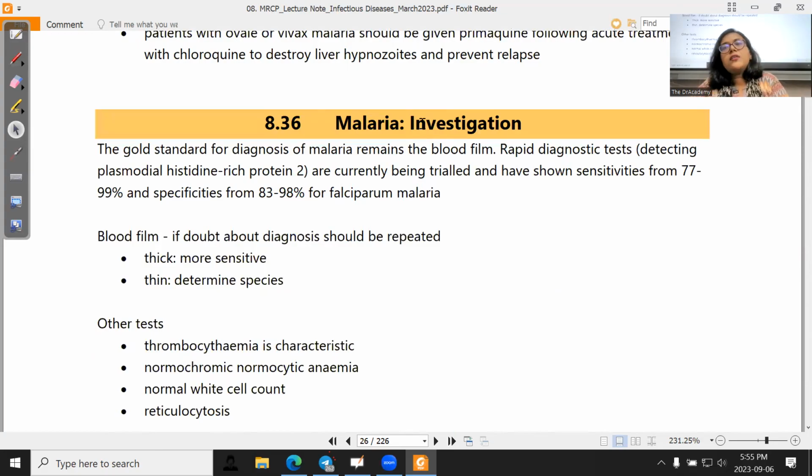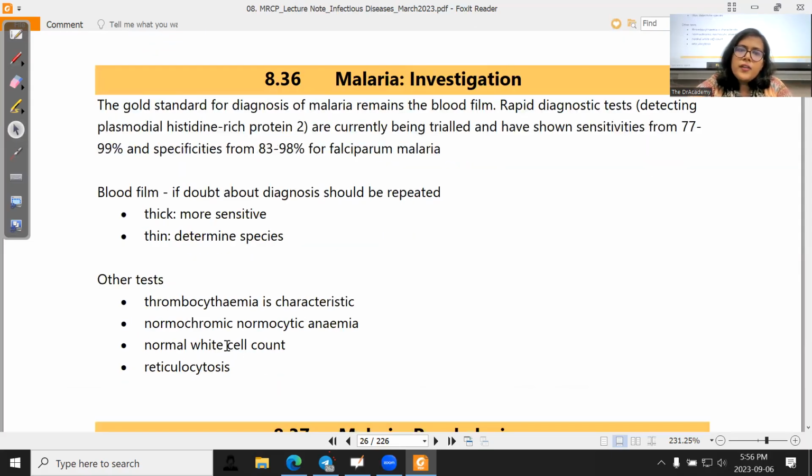Malaria investigation, one simple word, thick film, thin film. Thick film is sensitive, thin film is showing the species. Apart from that, other tests like RDT, the rapid diagnostic test, rapid antigen test, these are available. Thrombocytopenia, normochromic normocytic anemia, WBC count is usually normal, and as there is huge hemolysis, the reticulocyte count will be increased here. So for investigation purpose, remember thick film, thin film, RDT, okay?